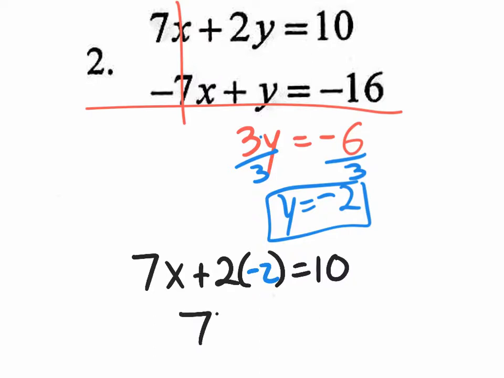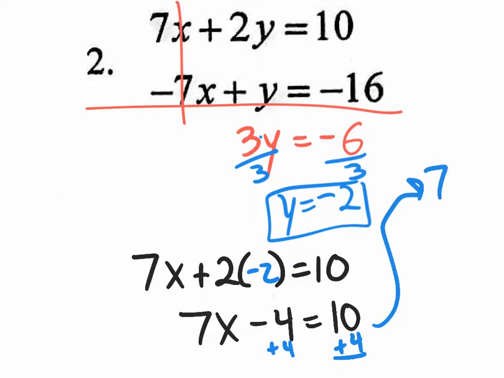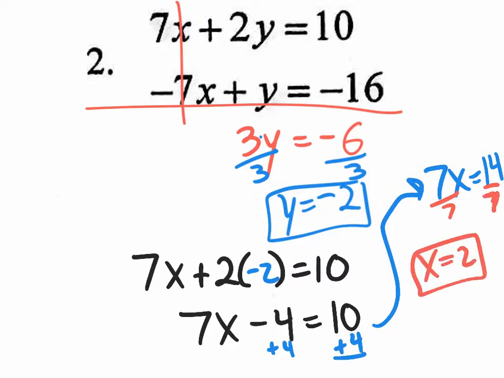So we're going to have 7x minus 4 equals 10. And plus 4, we're going to get 7x equals 14. Divide by 7 on both sides, and we'll get x equals 2. So your answer for number 2 is 2 comma negative 2.